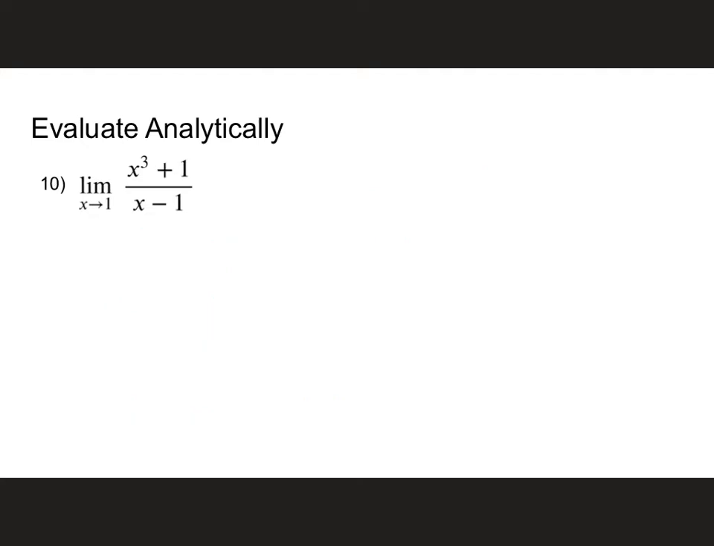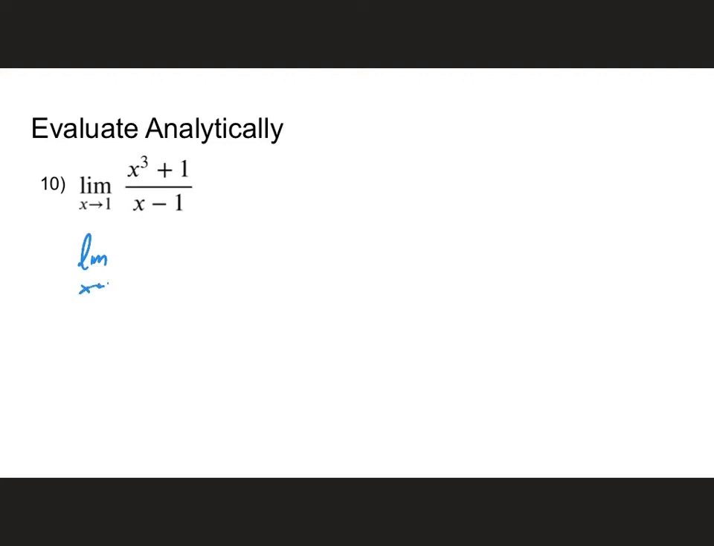The limit as x approaches 1 of (x to the third plus 1) over x minus 1. Again, when you plug in 1 into this equation, you should see that the denominator is undefined. We get 0, which makes this function undefined at 1. So let's look at an equivalent form.